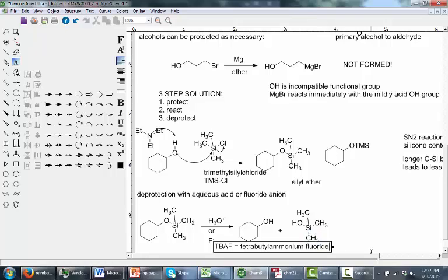So that concludes all of the reactivity of the alcohols discussed in Chapter 17. We will continue after spring break with a discussion of phenols. Those are the OHs directly attached to a benzene ring, and how the reactivity of the phenols differs in these cases.